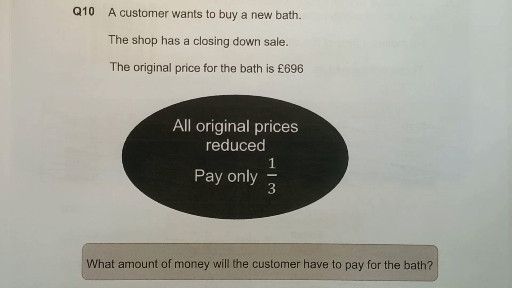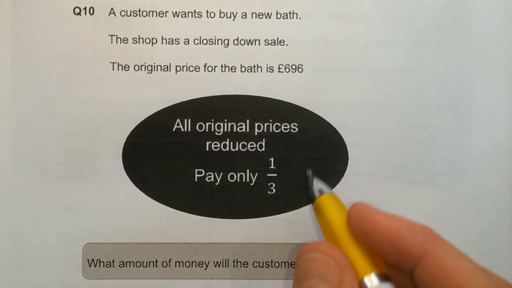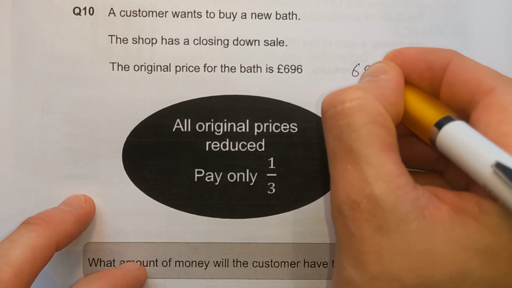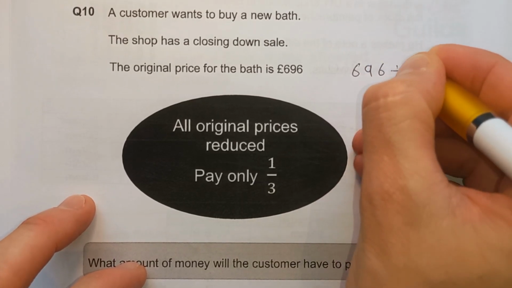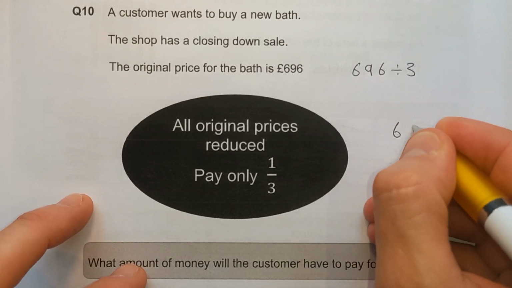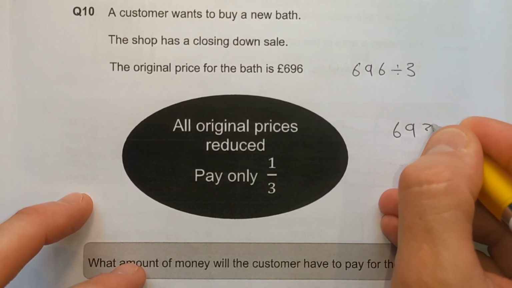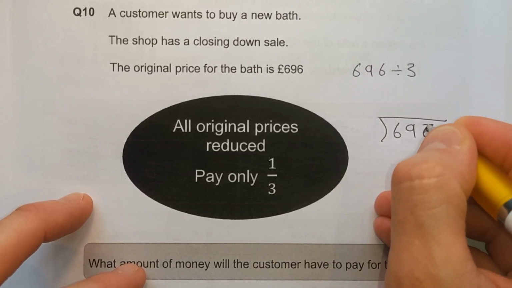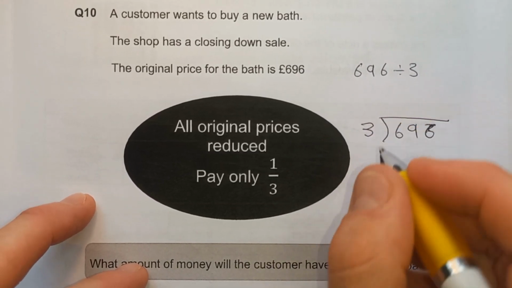Right, so only 1/3 that we're going to have to pay. So we're going to have to see how we can work out 1/3 of 696. Well, if you think of 1/3, it's splitting this number into 3. So in other words, what they're saying is, what is 696 divided by 3? So we can do the bus stop method again. Oh, 696. Nearly wrote the wrong number down. And we're dividing that by 3.